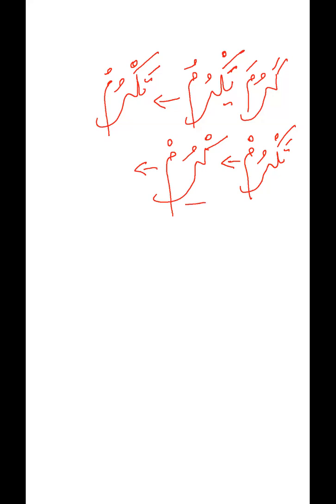Can we read this? No. What do we do? We have to add the helper alif. And what will be the haraka on the helper alif here? Dhamma, because the middle letter has dhamma, so we will have dhamma on the helper alif. So the fele amar that we end with is Ukrum.